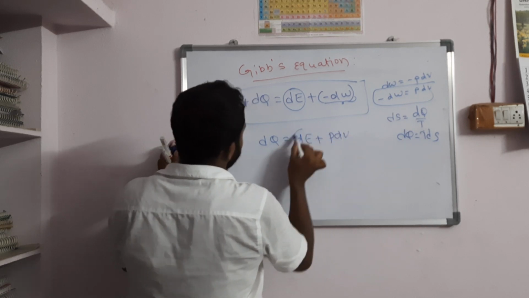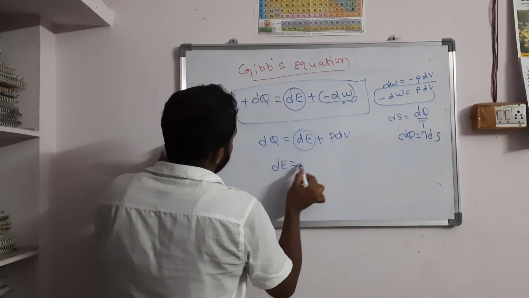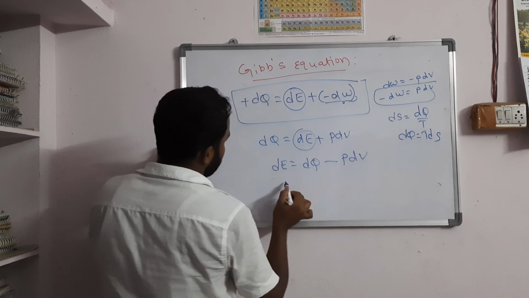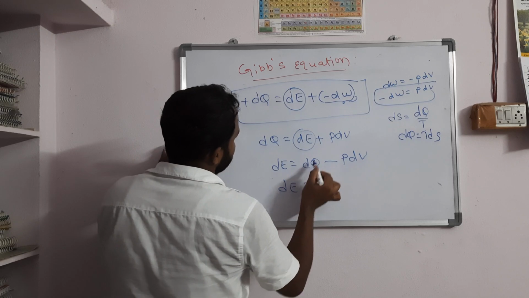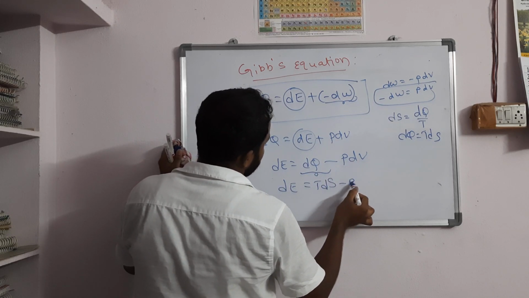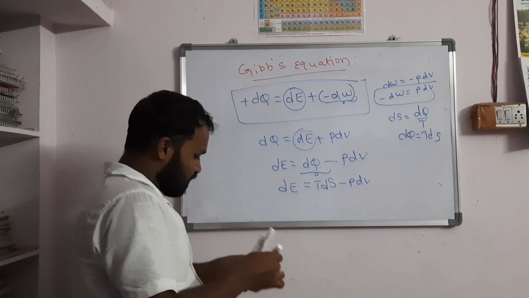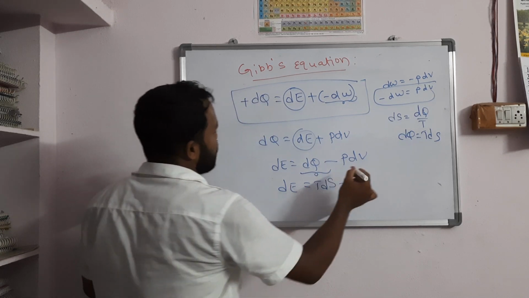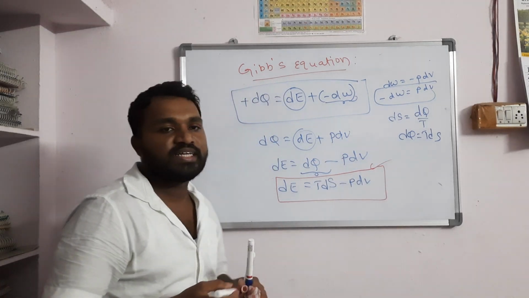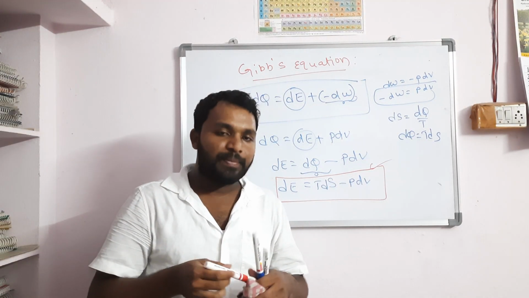If I want dE, then dE is equal to dq minus PdV. This PdV comes here as minus PdV. dE is equal to what? dq is what? Already we wrote TdS minus PdV. This is the first Gibbs equation. All of you must know this. dE is equal to TdS minus PdV.